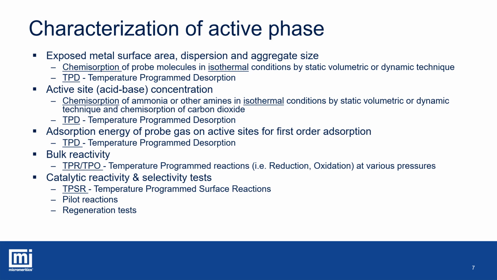Metal surface area, dispersion, and metal aggregate size can be determined by chemisorption in isothermal conditions and by temperature-programmed desorption. The active sites concentration is a parameter mainly related to acid-base catalysts and can be measured by chemisorption or desorption of molecules like ammonia or carbon dioxide. The adsorption energy of a given sample is measured by multiple TPD performed at different heating rates.